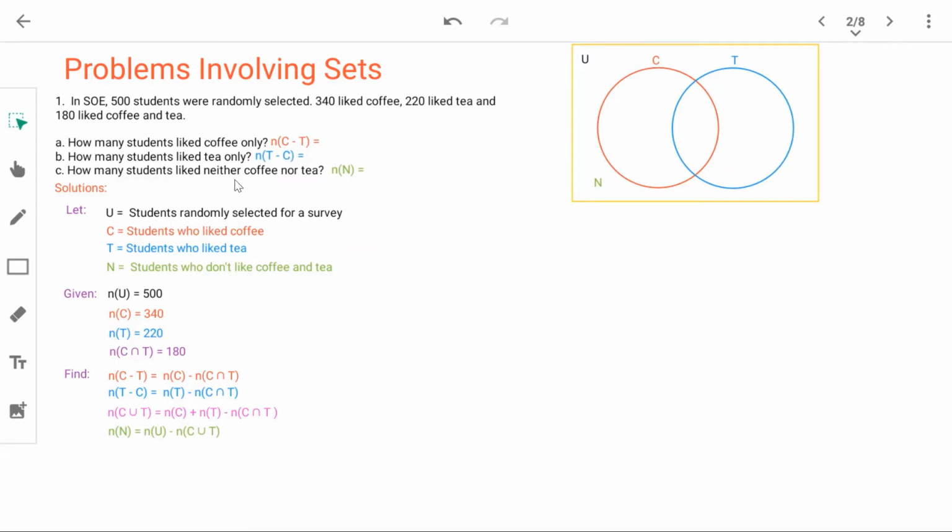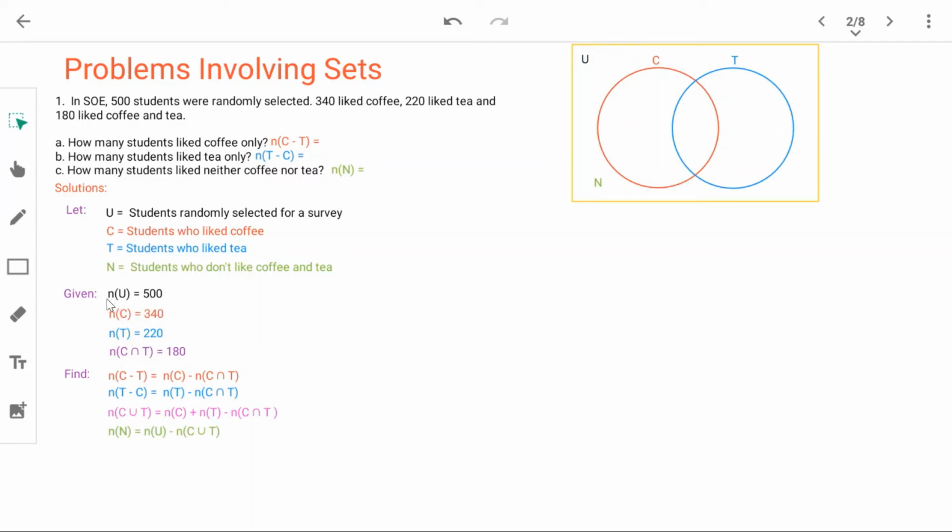Okay, so for the notation for question B, the number of students who like tea only but not coffee. And for the last question, the notation is the number of students who neither like coffee nor tea. So this is our given.